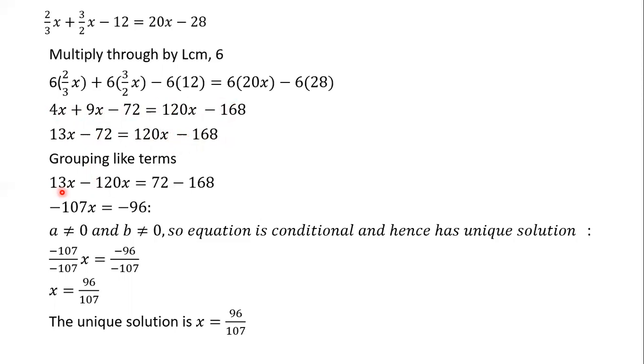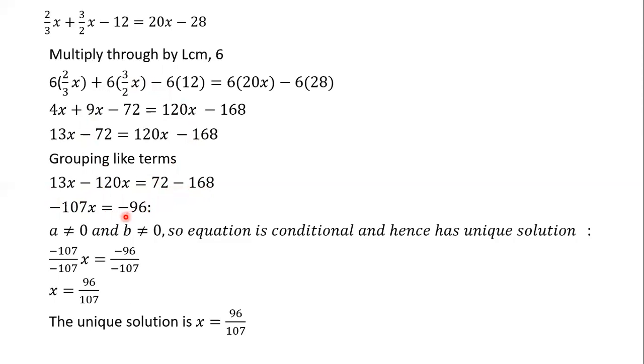So we have 13x minus 120x equal to 72 is negative, so we make it positive. So 72 minus 168. So when you further simplify, 13x minus 120x will give us negative 107x equal to 72 minus 168, which will be negative 96.